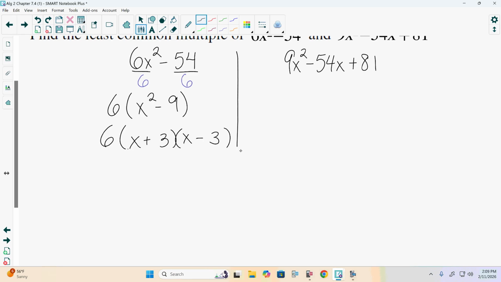Now we look at the other one. 9x squared minus 54x plus 81. Is there a greatest common factor between these three terms? 9. 9 will go into all three. Because if we divide 9 out, really we're just dividing the numbers. 9 divided by 9 is 1, leaving us with x squared. 54 divided by 9 is 6. 81 divided by 9 is 9.